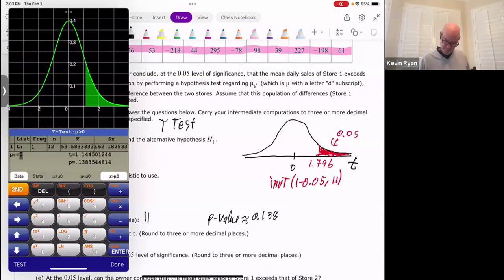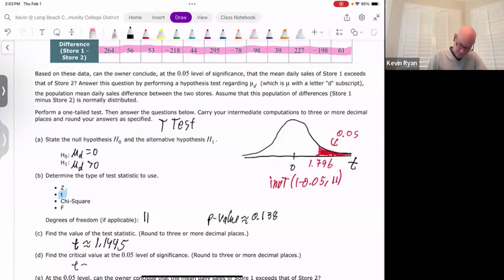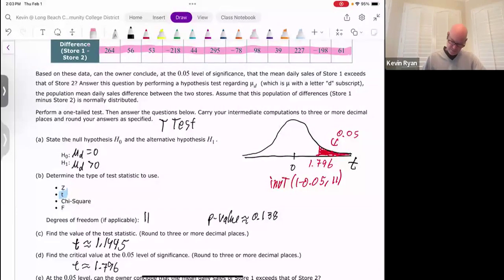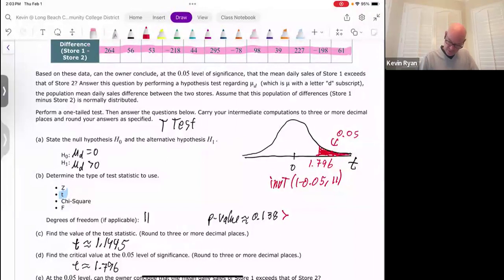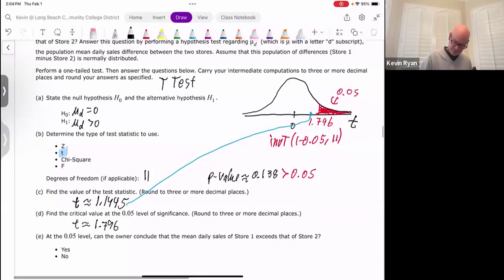You guys will let me know if you're getting something different. And I will say that this is our critical value, 1.796. Now this is definitely bigger than our alpha. Also, I can see that my test statistic is not in the critical region. And our conclusion is you're going to fail to reject. So the answer is, can we say that it exceeds it? Nope, we're not seeing any evidence of that. Still looks about the same.